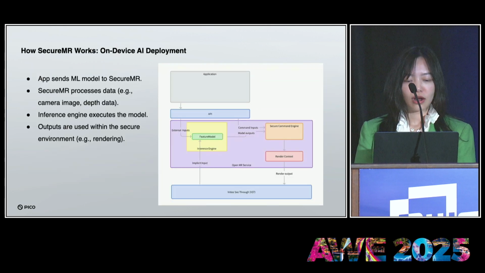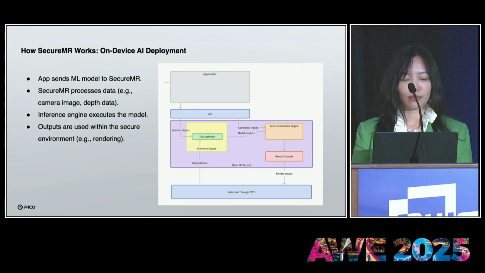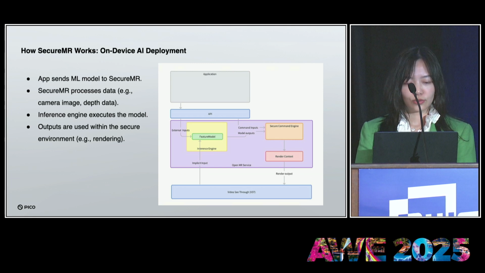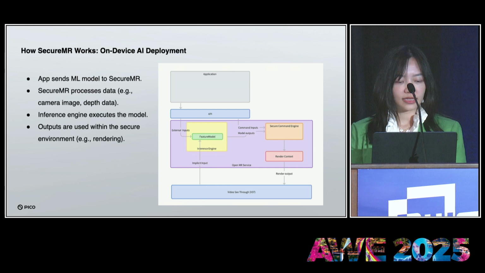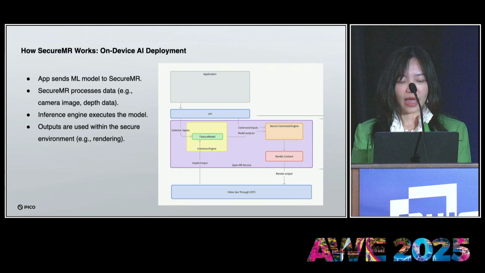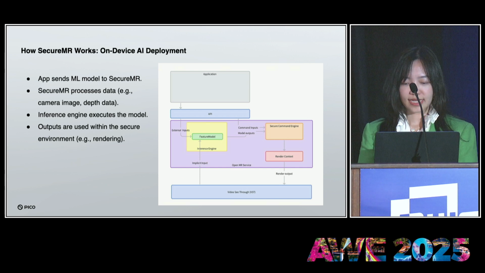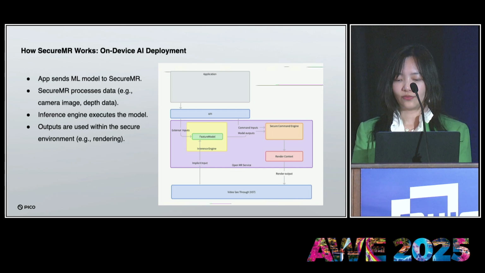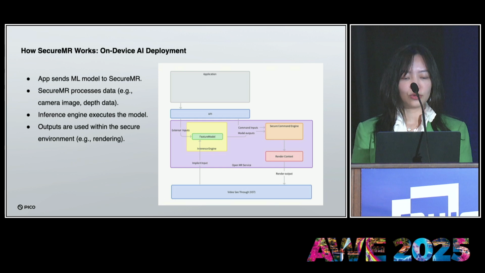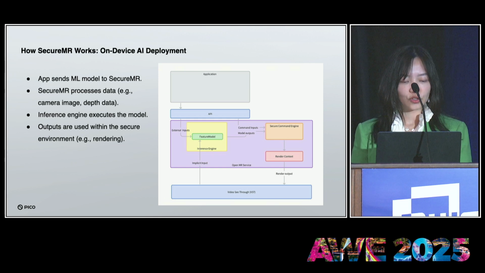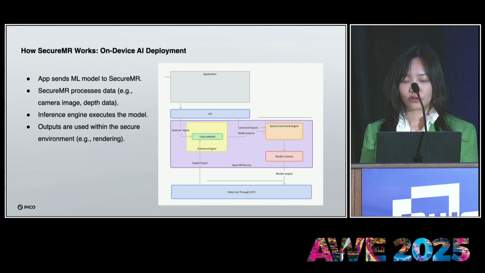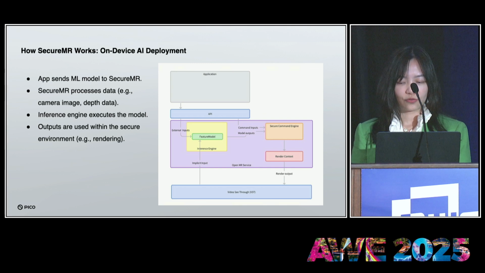Now, you may wonder how we achieve this goal through SecureMR. On the right side, you will see an architecture diagram of SecureMR. So let me quickly walk through it. At the top, we have the application layer, which sends both a model and inputs like video and depth data into the SecureMR runtime through an API. Within SecureMR, the model is loaded into the feature model module. Then it's run through the inference engine.